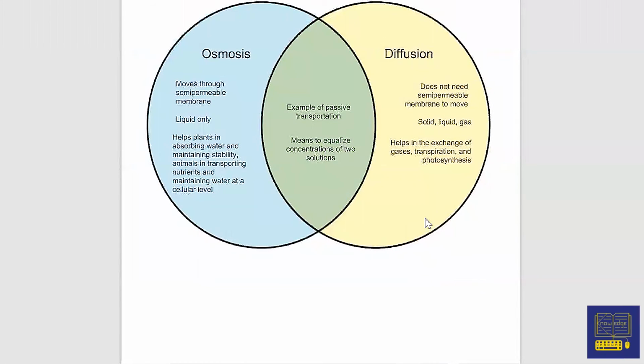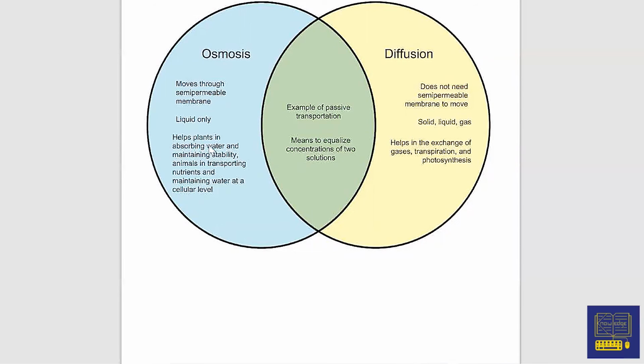Now here are some differences and similarities between osmosis and diffusion. In osmosis, the movement happens through a semi-permeable membrane. It's present in liquids only. It can happen in liquids only.